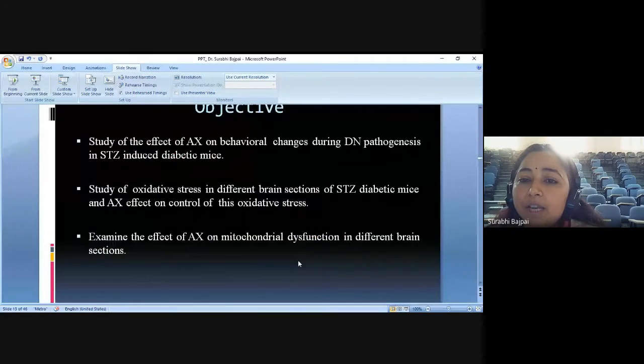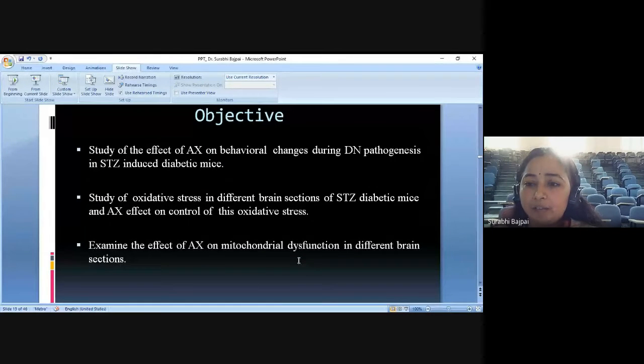So when we started this study, we had very clear objectives: to study the effect of astaxanthin on behavioral changes during diabetic neuropathy pathogenesis in the STZ-induced diabetic mice model. Then we had to assess the oxidative stress in the brain sections of the STZ diabetic mice, and assess the effect of AX, astaxanthin, on the control of this oxidative stress.